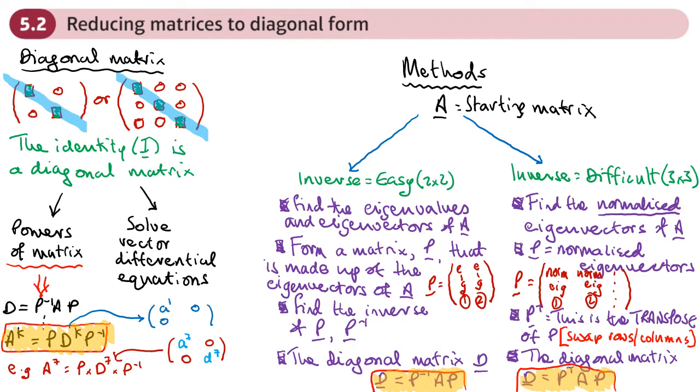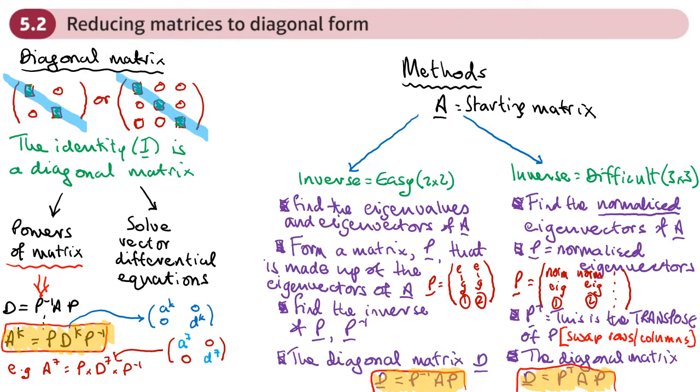And it's going to be A to the power K here and D to the power K. So it's very easy to work out this diagonal matrix to a power, because all we do is apply the power to these two elements, the first and last elements in this diagonal matrix.